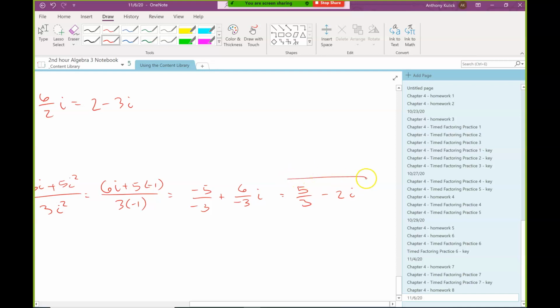Everybody okay there? So the trick there, multiplying the top and bottom by i, got rid of all the i's in the denominator, right? Joseph? Sure. Let's do one more.